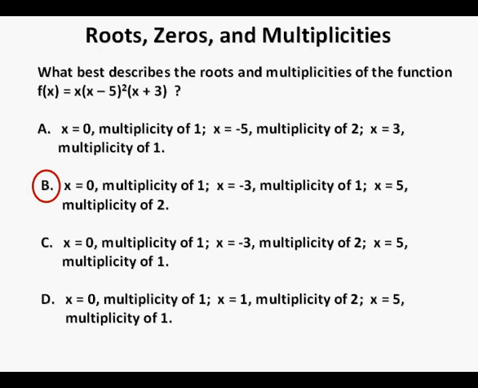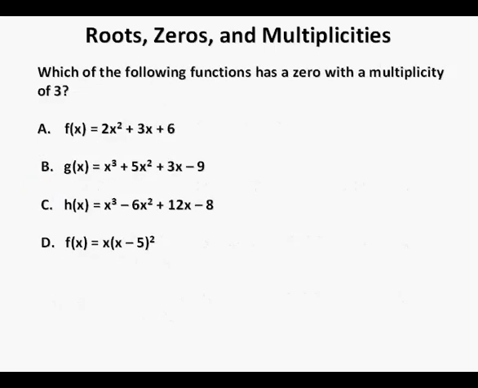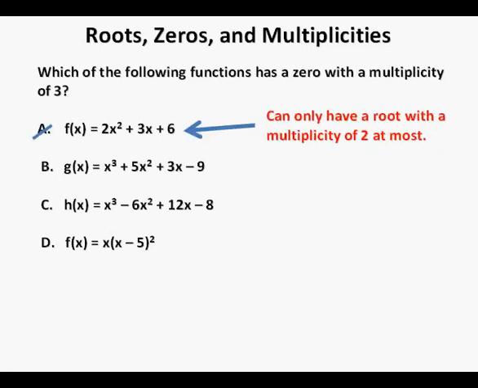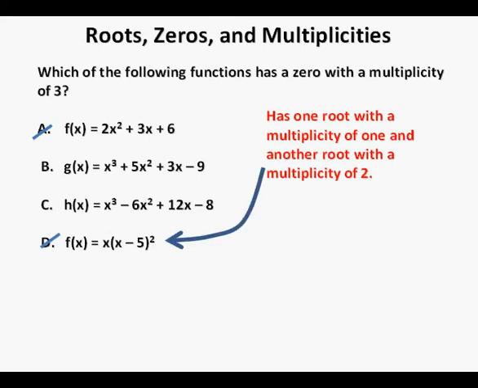Next problem, which of the following functions has a 0 with a multiplicity of 3? Stop the video, solve the problem, then restart to see if you got it right. Immediately, we can cross off A because a function with a degree of 2 cannot possibly have a root with a multiplicity of 3. And choice D we also cross off because the function has one 0 with a multiplicity of 1 and another root with a multiplicity of 2. So having a single root with a multiplicity of 3 is not possible. So D is crossed off as well.